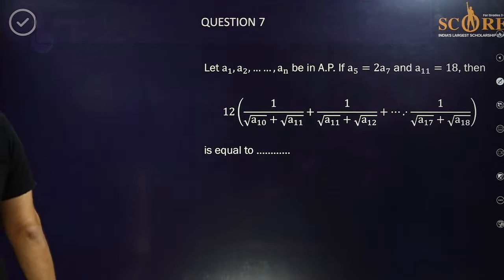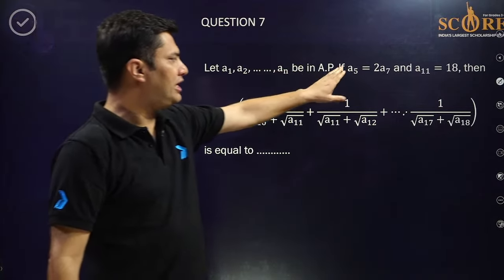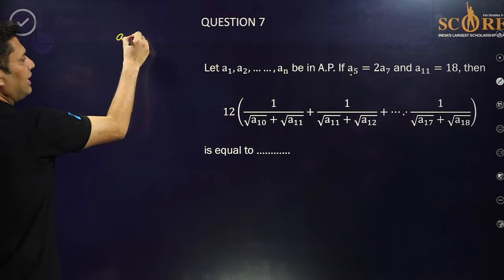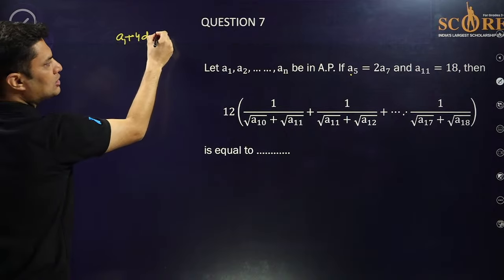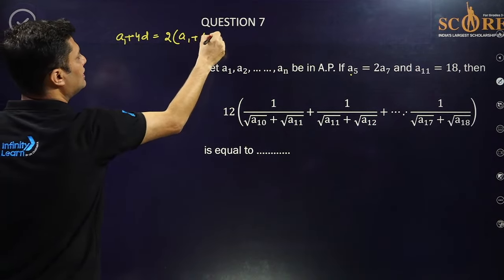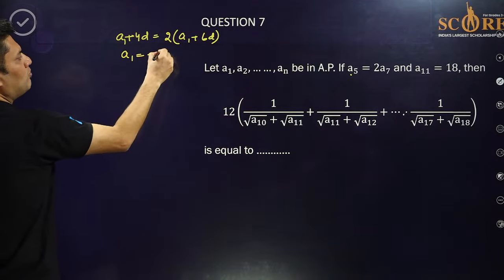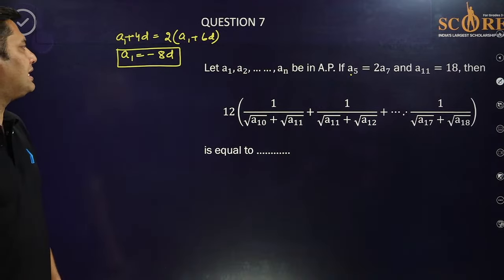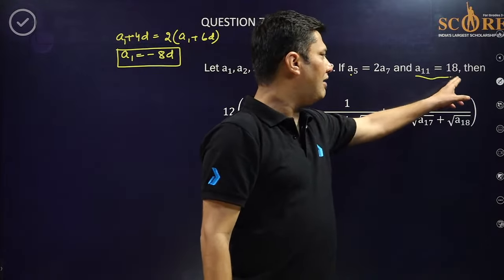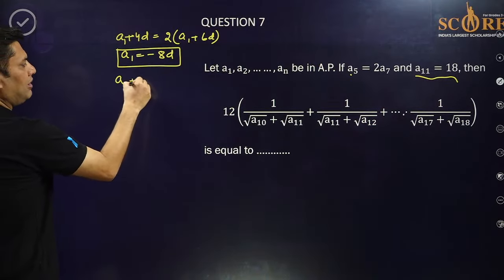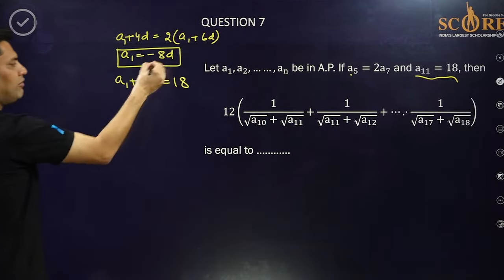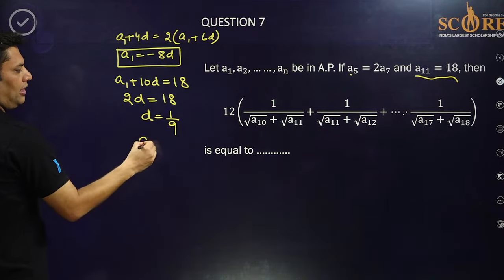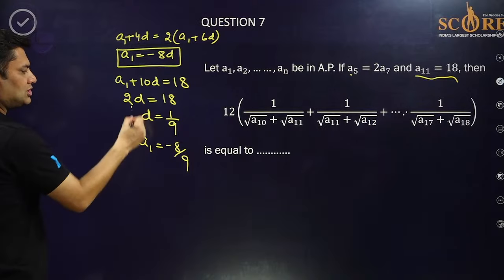Next question. A1, A2 up to A n are in arithmetic progression. A5 is 2 A7 and A11 is 18. So let's start this. A5 is A1 plus 4D, that is equal to 2 A7. 2 A7 is A1 plus 6D. So this is A1 is equal to minus 8D. A1 is equal to minus 8D and A11 is 18. A11 means A1 plus 10D is equal to 18. So A1 we will write as minus 8D. So 2D is equal to 18, D is equal to 1 by 9 and A1 is equal to minus 8 by 9. So you have first term and the common difference.